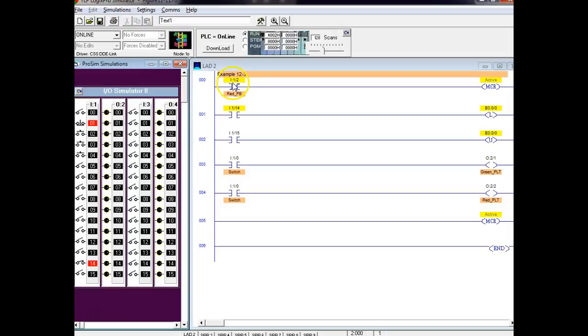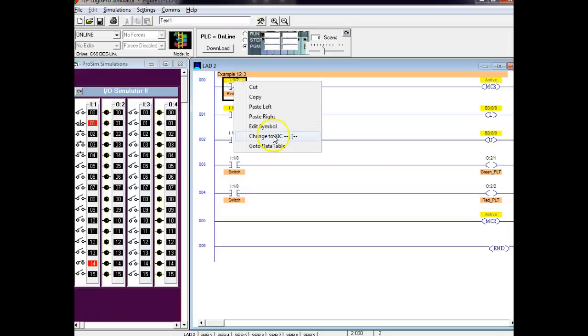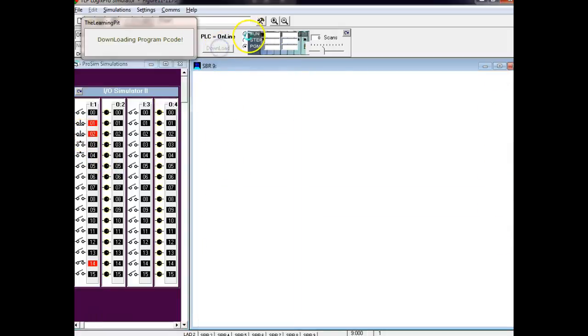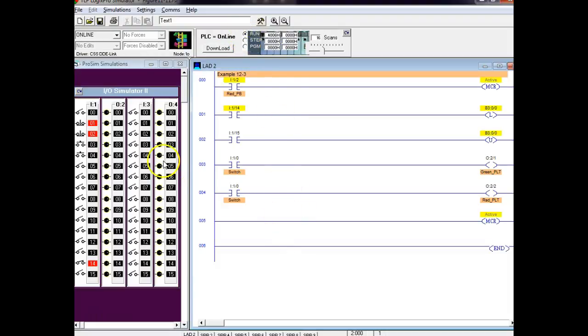Y'all need to make this correction in your book because it's wrong. I need to do what? This needs to be examined closed. Now I can come over here and use a normally closed push button. And now everything is okay.